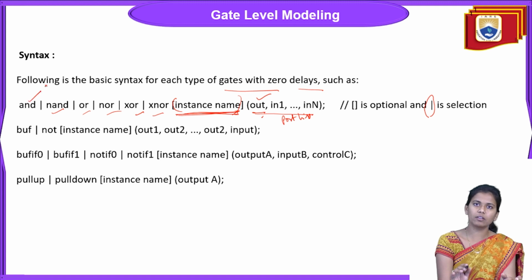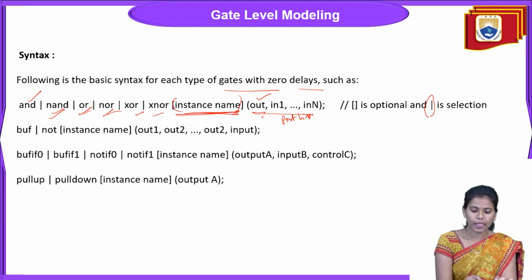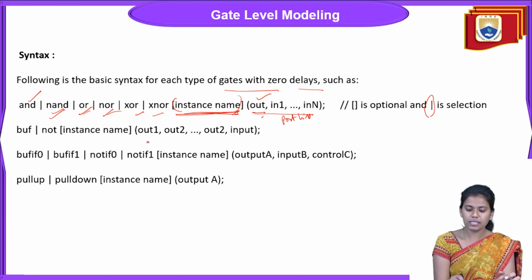So whatever gate you are using, you have to consider. It does not mean that all the gates have to be considered at a time, but whatever is needed for you, that gate can be mentioned over here. A particular gate can be selected from the Verilog primitives.